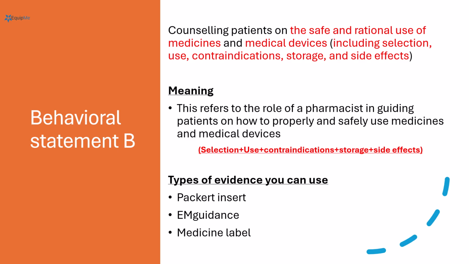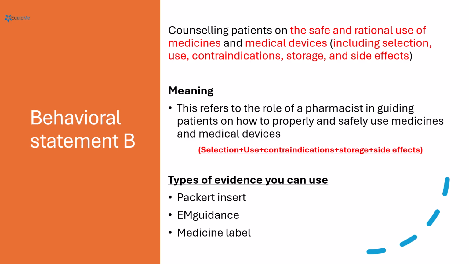That's the most famous one. Insulin pens are medical devices that carry medicine and stuff like that. So the important thing here is that you counsel the patient so that they can be able to use the medication safely, including selection, use, contraindications, storage, and side effects. So you select the medication, what this medication is for, how is it used, contraindications with other food-drug interactions, that the patient would need to know about. How is it stored and the side effects?